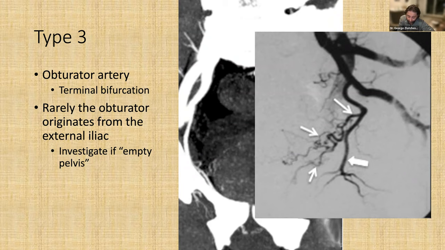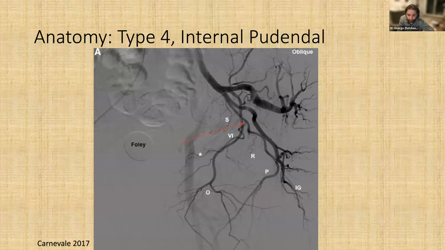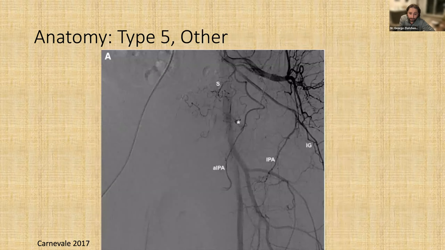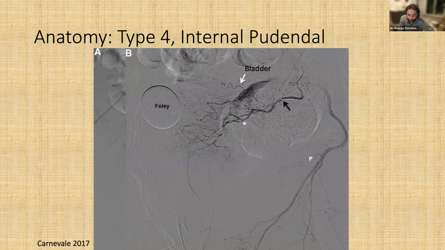This is type 4 coming off the pudendal. Again, you can see the crossing obturator sign. And here you can see some flow to the bladder. So there are some collaterals that can pass out of the bladder. So be careful. That's why it's important to do a cone beam CT.